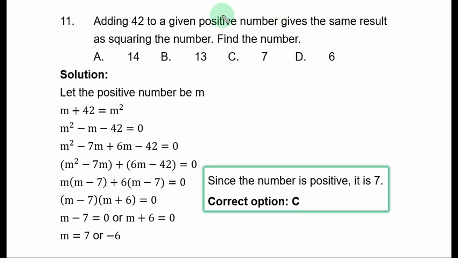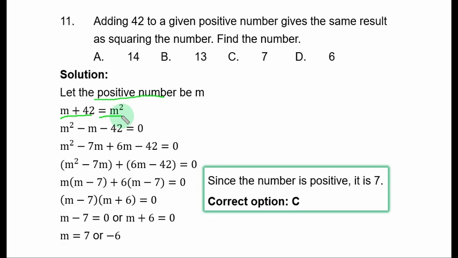Question 11. Adding 42 to a given positive number gives the same result as squaring the number. Find the number. Solution. Let the positive number be m. From the first statement, you add 42 to m, that is m plus 42, and the result is the same as squaring m, that is m squared. We have a quadratic equation.